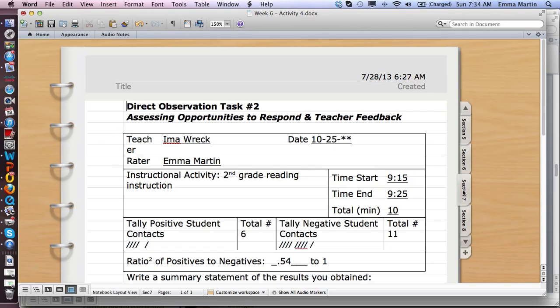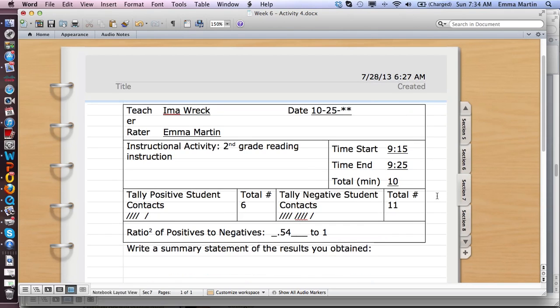So if we look at this data here, and this is purely frequency data, that's all. We looked at second grade reading instruction. We took a 10-minute sampling of our data. During that time, what we saw was that positive interactions or contact, so that's a smile, a nod, good job, a point, occurred 6 times in that 10 minutes, and negative contact occurred 11 times.